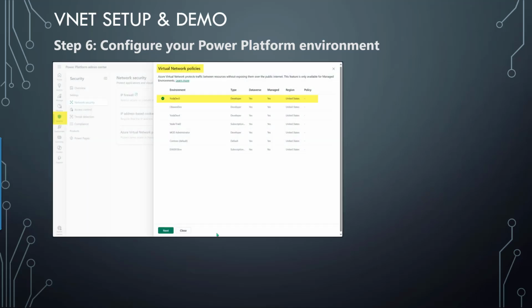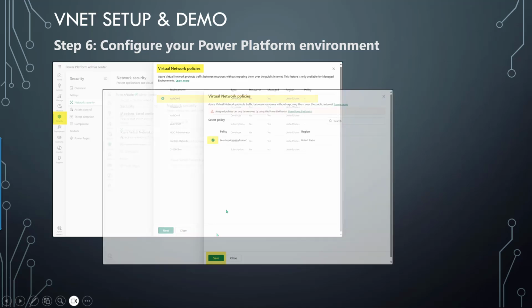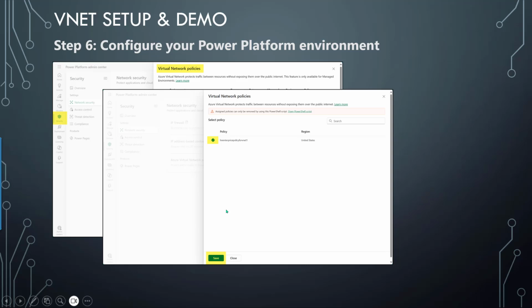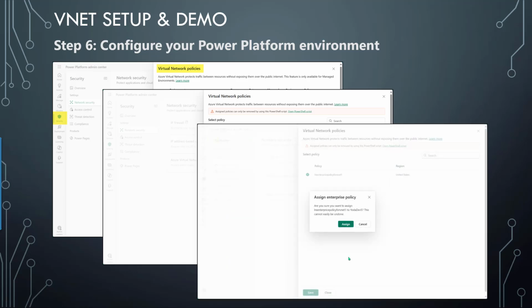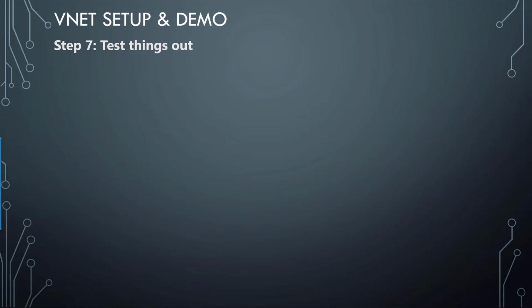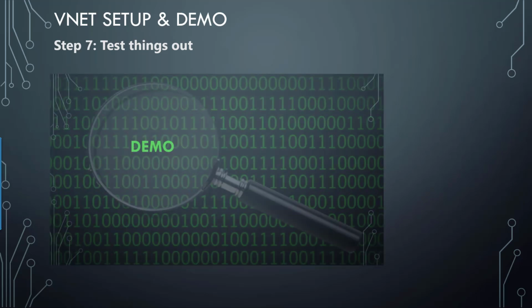Okay, once you have that, then you can go into the security section, the VNet, select your environment, and then you basically select the policy and save it. Once you do that, you get a warning: hey, be careful, you should know what you're doing, and you just assign this. And then once you have all of that, you can test things out. That's what I want to show you next in my demo environment.